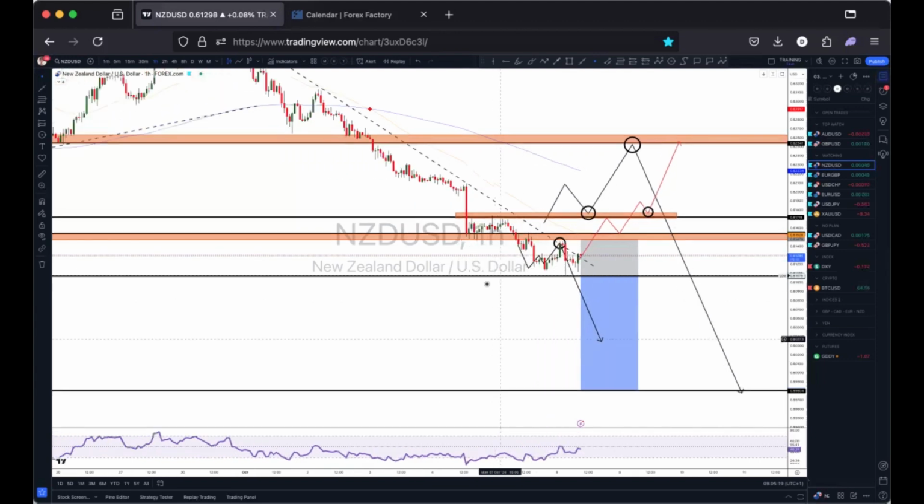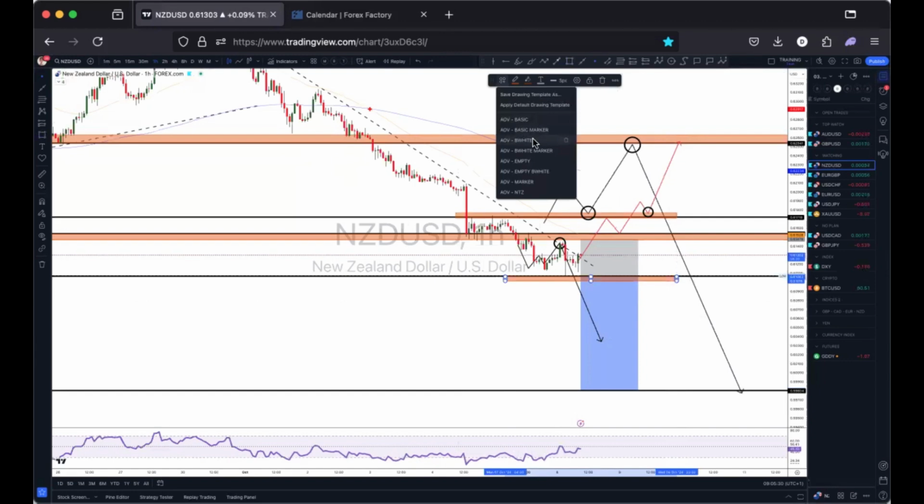So moving forward on Kiwi dollar, if you break below here, I would definitely take a short, a sell. Okay, I'm going to take a short at selling. That is the plan on Kiwi dollar. So keep a close tab on that one if you're interested in it as well. Keep a very close tab on it.